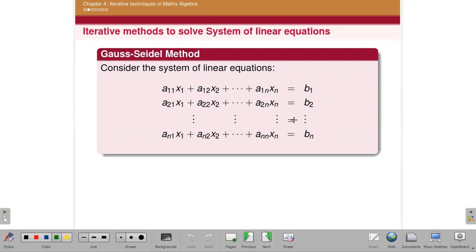Now again, this is a system of linear equations. Now take an initial guess.